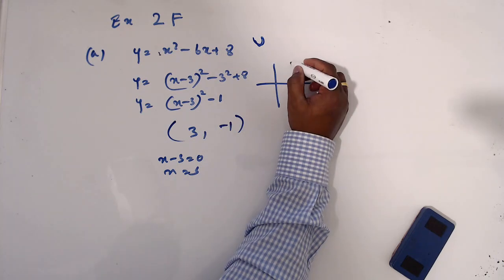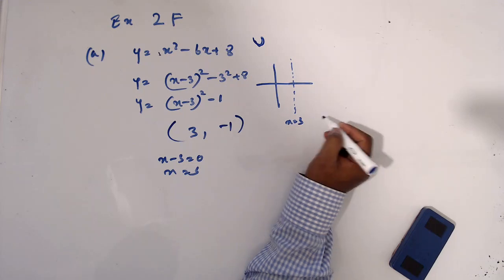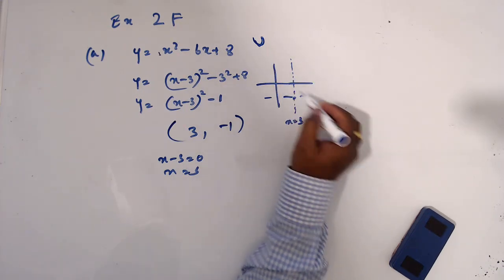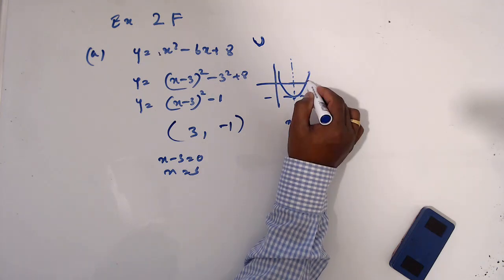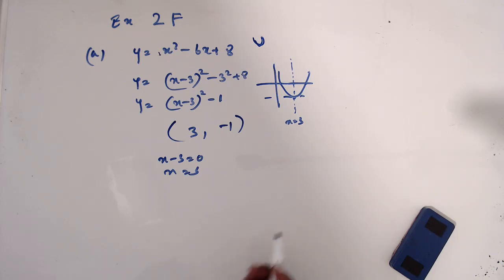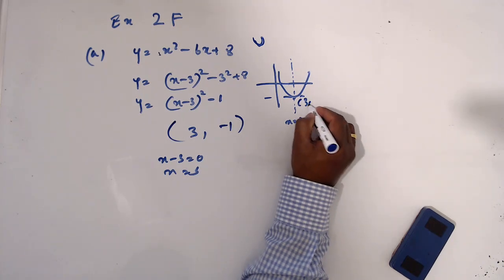x equals 3 is going to be the symmetric line, and minus 1 here. Then it has a minimum. Then definitely this graph cuts the x-axis, which means it has a root. So I get that idea first. Right now, I know the turning point, that is (3, minus 1).